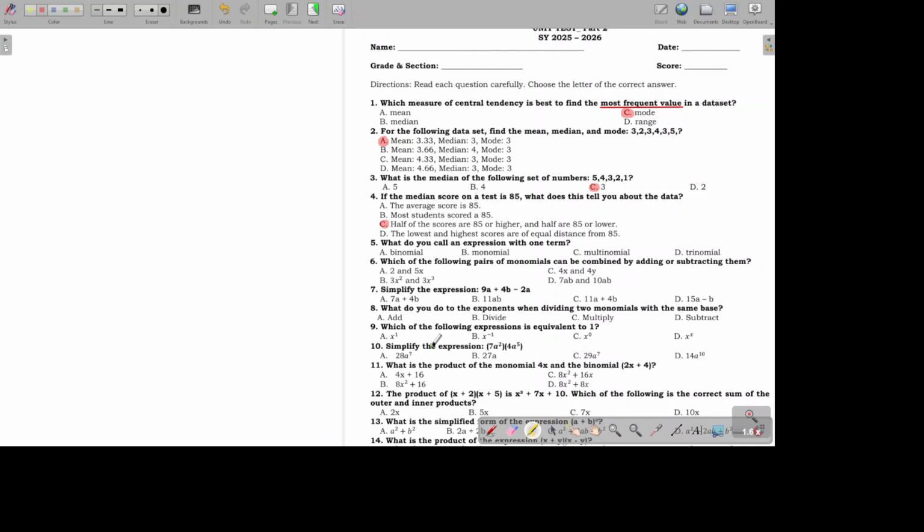Okay, let's have number 5. What do you call an expression with one term? Again, we just have to look at the prefixes here. So when we say mono, that means one, bi means two, tri means three, multi is what we use for four terms or more.